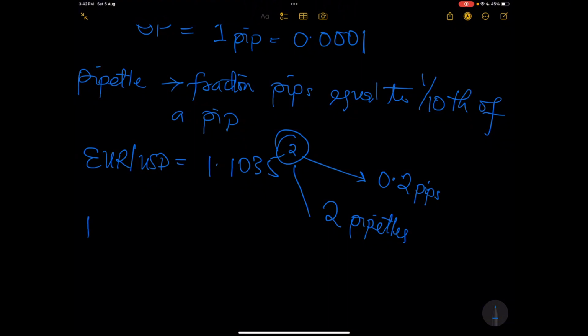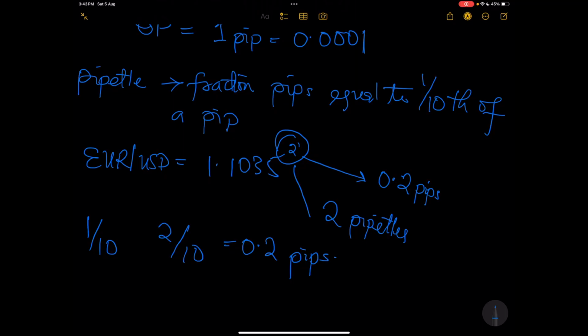Now how do I get that? Remember we said a pipette is 1/10 of a pip. So if this is 2, you have 2/10. 2 divided by 10 gives you 0.2. So it means 2 pipettes is 0.2 pips. So you can see how easy it is.